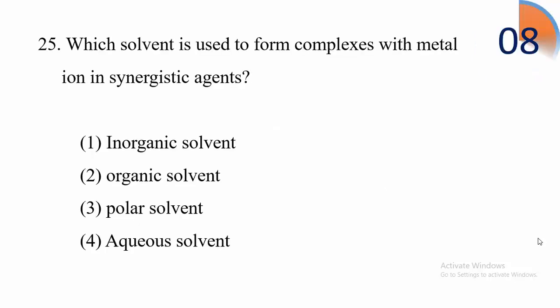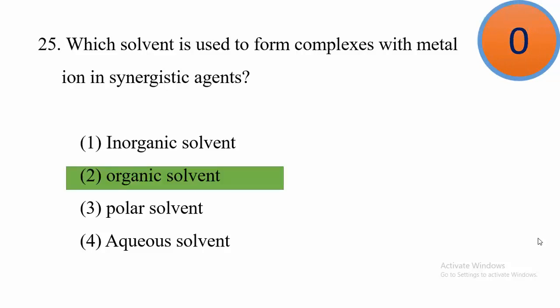Next question, which solvent is used to form a complex with a metal ion in a synergistic agent? Either organic solvent, polar solvent, or aqueous solvent. The option is organic solvent, because in synergistic agents, if the complex is extracted, organic solvent gives a better result, and therefore organic solvents can be used for the separation of the complexes.